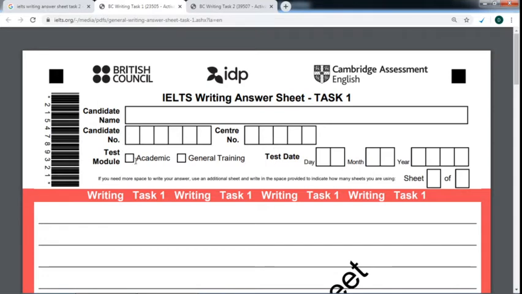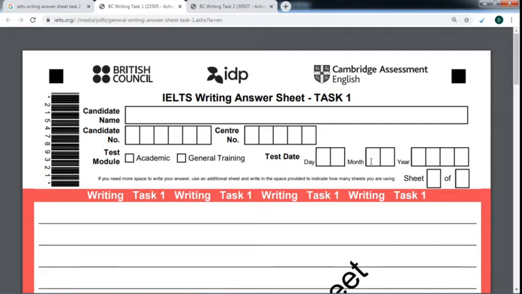Then you have to fill this box. If you are taking IELTS academic, you have to fill this one. If you are taking IELTS GT, general training, you have to fill this one, because the writing module is different for academic and general, so you have to fill the relevant one. If you don't fill it, you can get a zero band, because they don't know what type of IELTS you are taking, academic or general training.